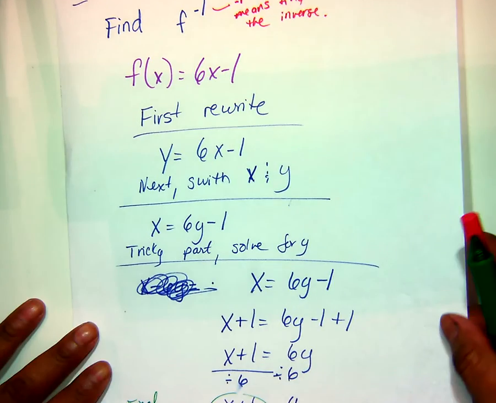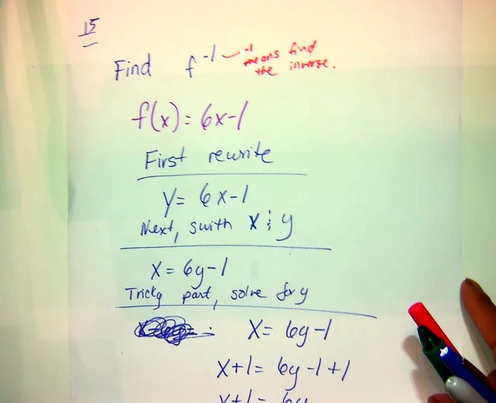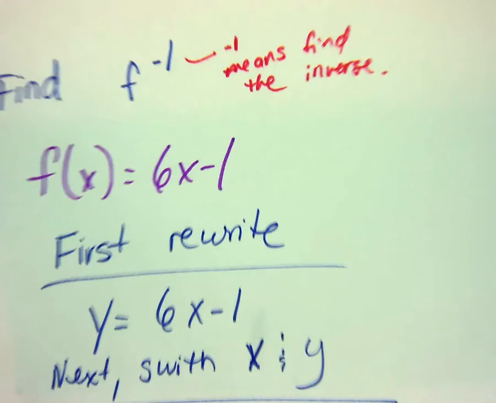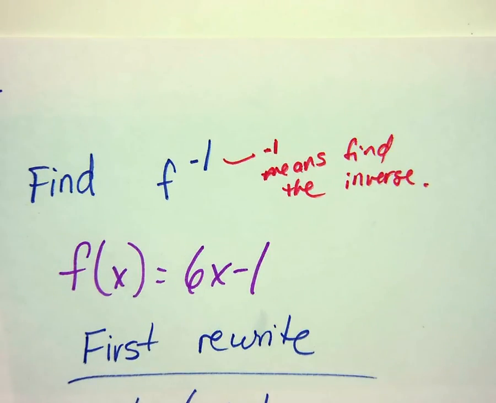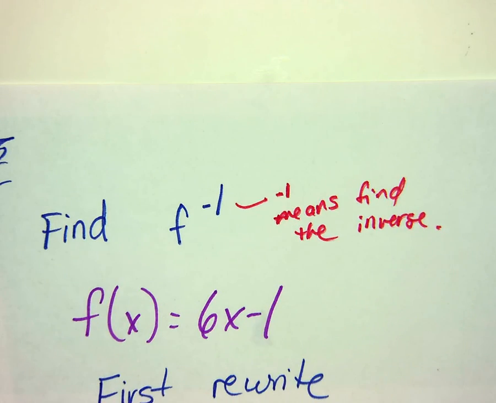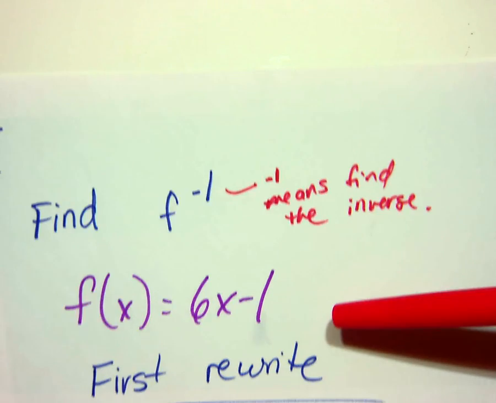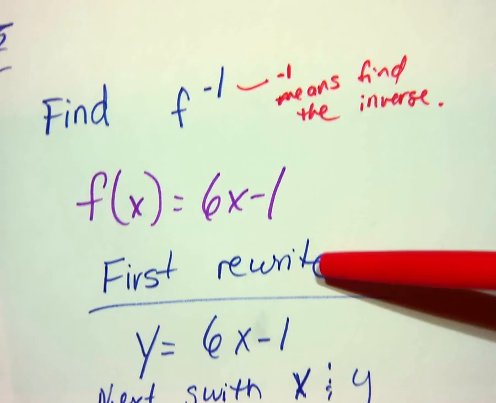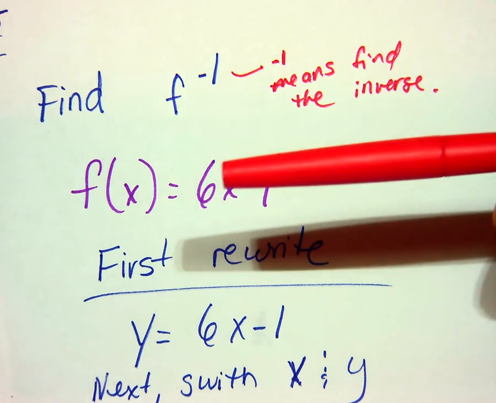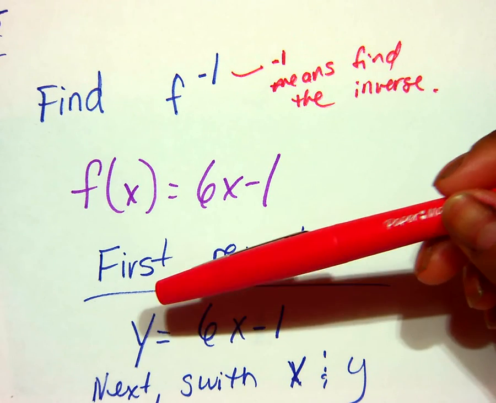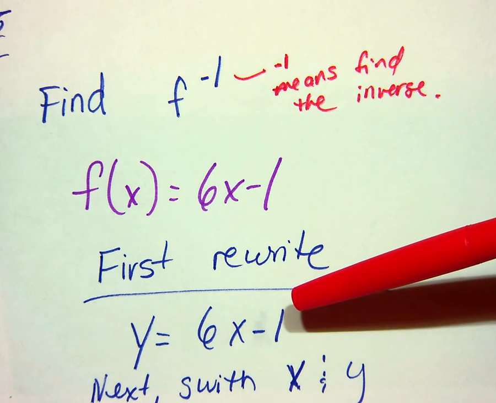Number 15 is dealing with inverse. Remember that inverse variation we were talking about right there? So here it goes. It says find f of negative 1 power. So it means find the inverse. Almost like a reciprocal, but it's not. So here's your given formula right here. This is your equation. f of x equals 6x minus 1. Well, the first thing we're going to do, we're going to rewrite it. We don't know what f of x is other than the function. So we're going to rewrite what we have, y equals 6x minus 1.